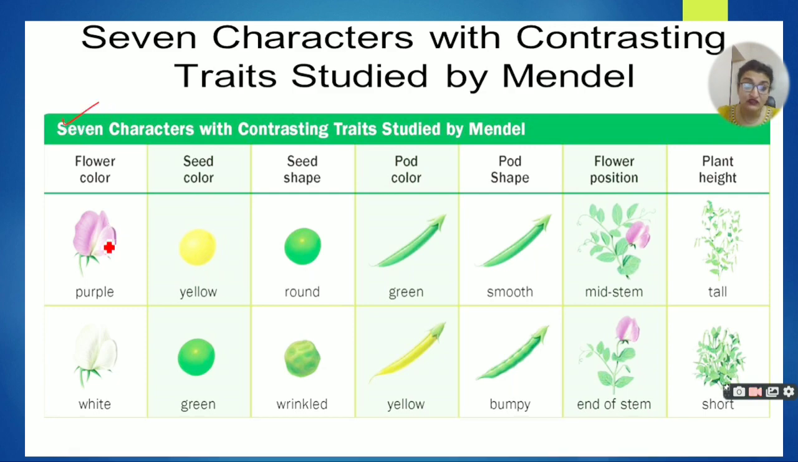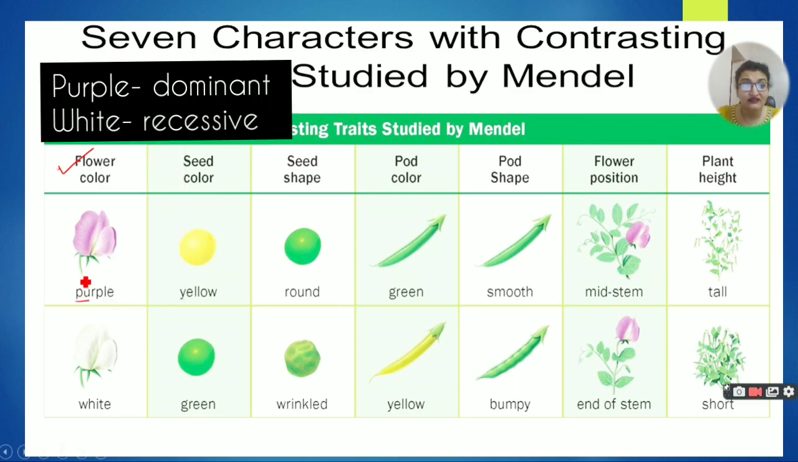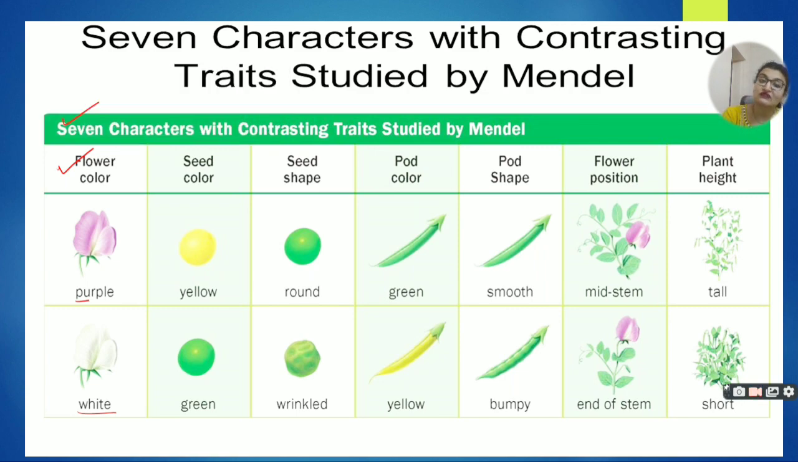The first that we are going to do is flower color. In that, the 2 characters were, one, the flower is purple, and the other is that the flower is white. So these are the 2 characters that he has taken. As we talked about, every gene has 2 alleles. So similarly, one is dominant and the other one is recessive. In this case as well, when he started studying and doing the experiments, he was able to find out which one is the dominating character and which one is the recessive character.